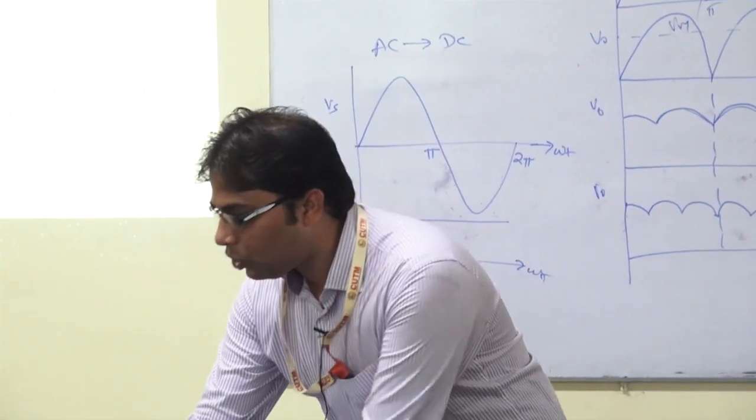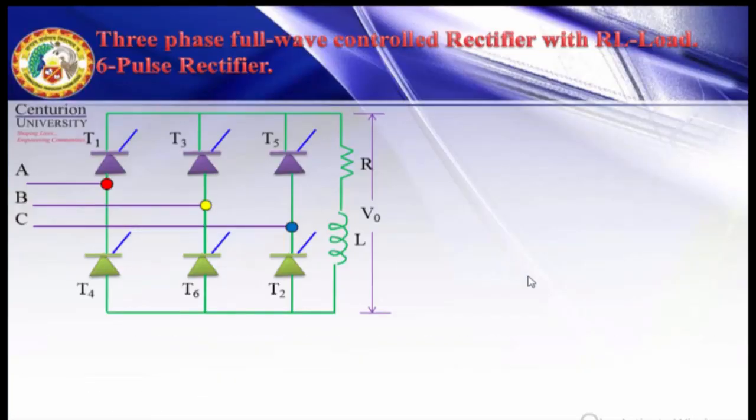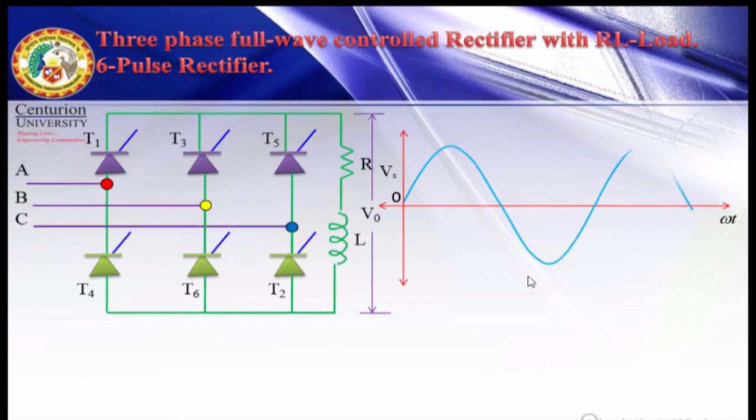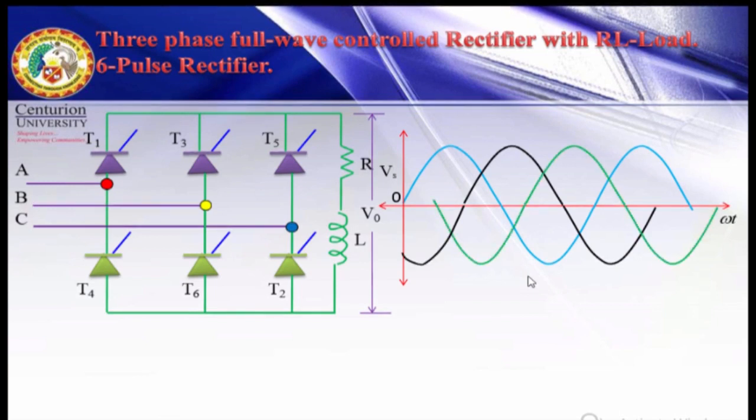Now let us draw the 3-phase source voltage waveform. This is phase A, this is phase B and this is phase C. Each is apart by 120 degrees. So it's a symmetrical 3-phase voltage waveform.